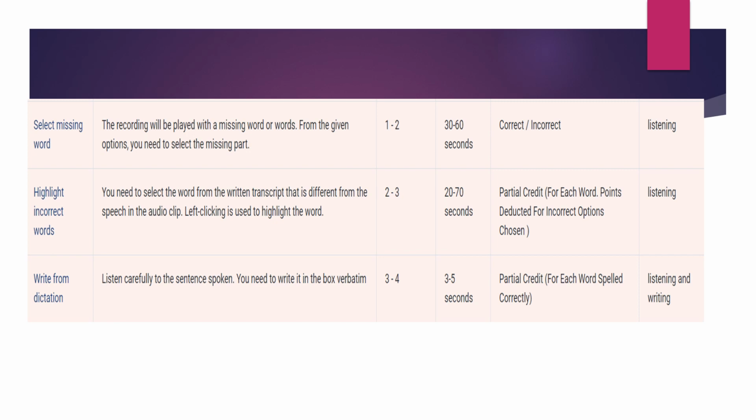For write from dictation, listen carefully to the sentence spoken. You need to write it in the box verbatim. You have 3 to 4 prompts and the prompt length is from 3 to 5 seconds. For each correct word spelled, you will get partial credit, and your listening and writing skills will be assessed in this section.